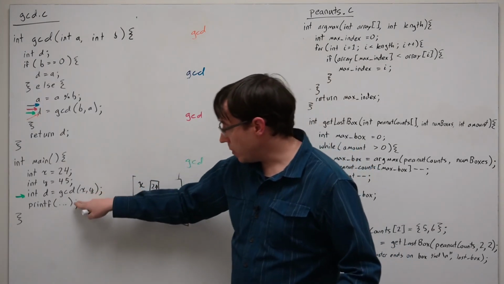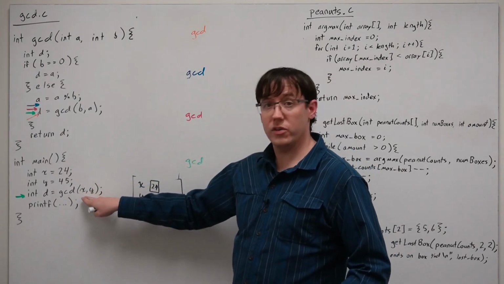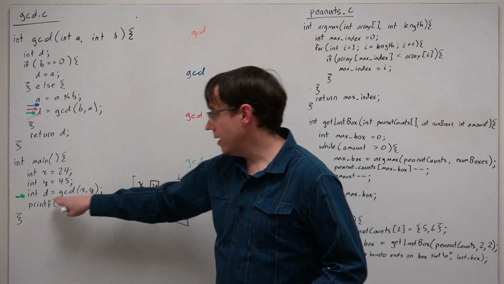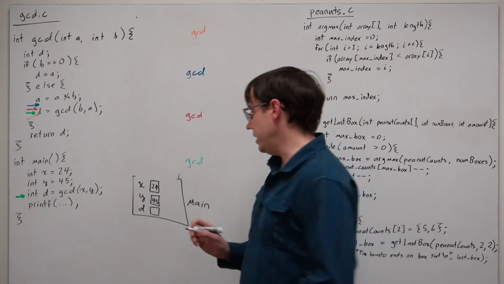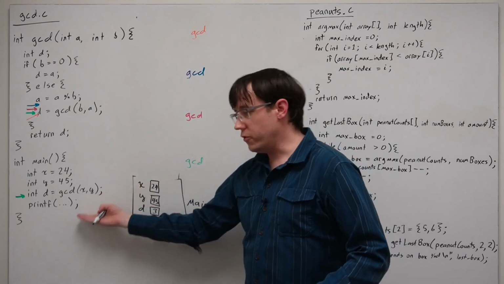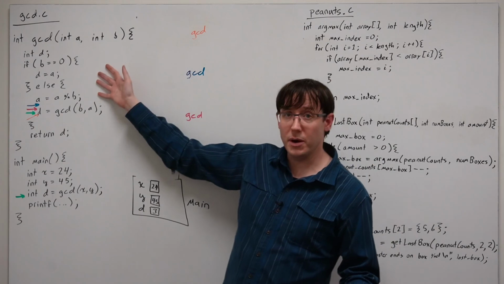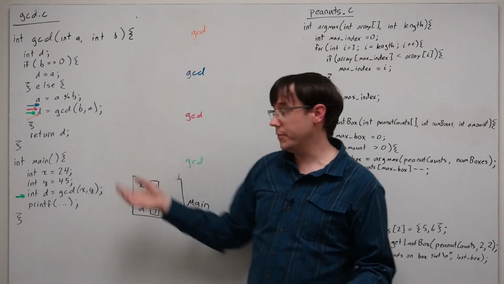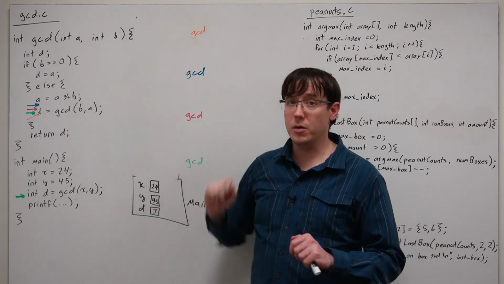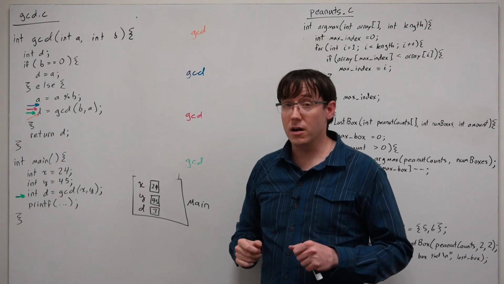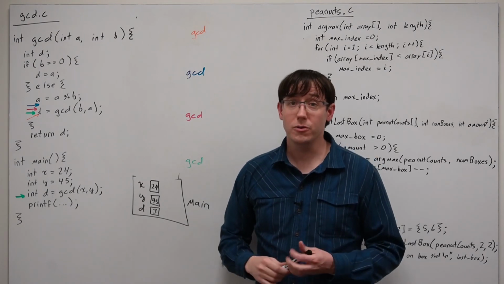finally brings us back to main, where this call has returned a value of 3, and that gets stored in the variable d, and now main can resume executing and print out the result. So if you're ever confused about what's going on in a recursive function, drawing a stack diagram can be a great way of keeping track of all of the different calls to that same code.